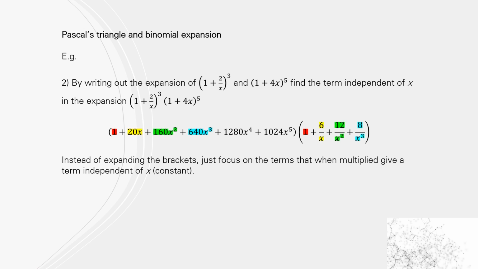So the red 1 times 1 gives us just 1. The yellow multiplication, 20x times 6 over x, the x's will cancel. The green 160x squared times 12 over x squared, the x squareds will cancel. And 640x cubed times 8 over x cubed, the blue one, the x cubes will cancel.